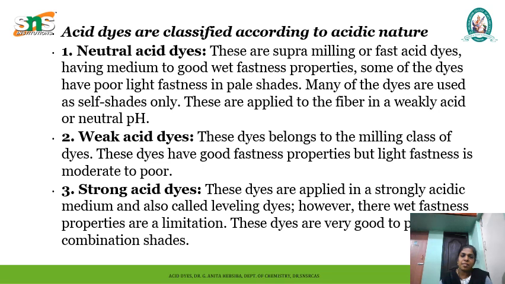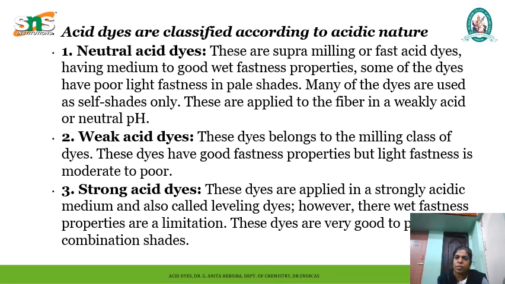Now let us discuss the classification of dyes. Acid dyes are classified according to their acidic nature. The first type of dye is neutral acid dyes. These are supramilling or fast acid dyes. They have medium to good wet fastness properties. Some of the dyes have very poor light fastness in pale shades. When you use an acid dye in a very pale shade, it may not exhibit very good light fastness properties.